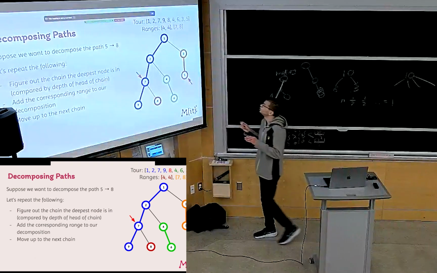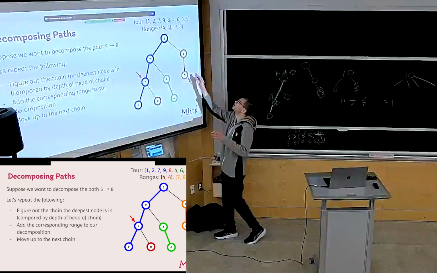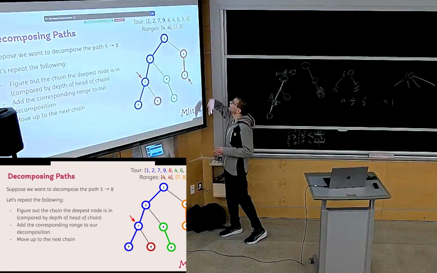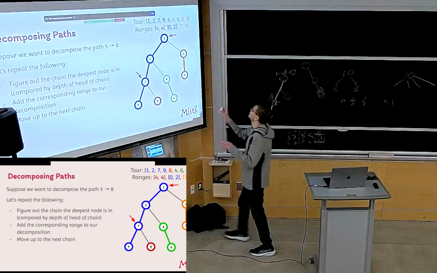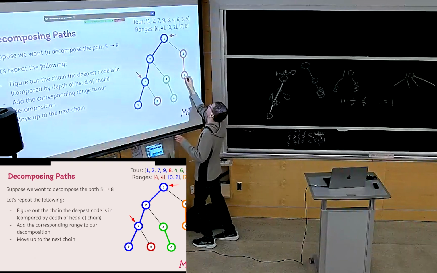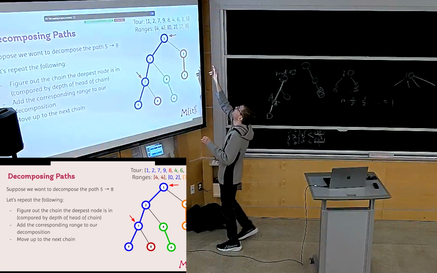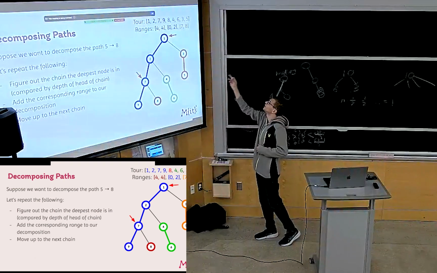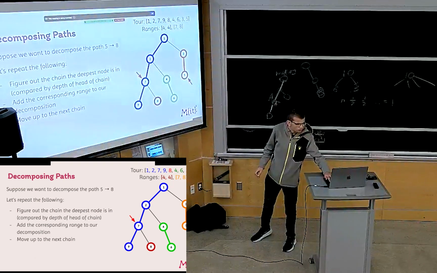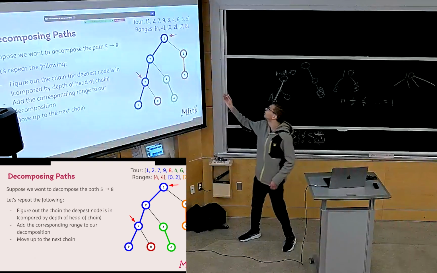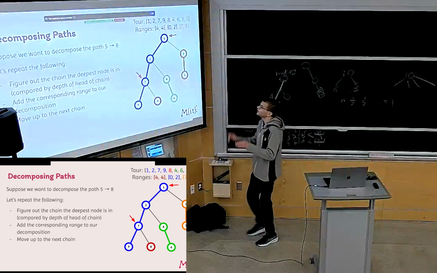This time the two heads we are considering are the head of the blue chain and the head of the orange chain, which are 1 and 3. 3 has a greater depth, so we process that. We again notice that going from this path upwards, we have to include the nodes 3 and 5, which correspond to indices 7 and 8 in the tour. So we add that to the answer, and then we move our pointer up one, to the parent of the head.